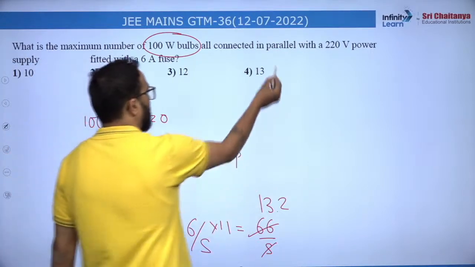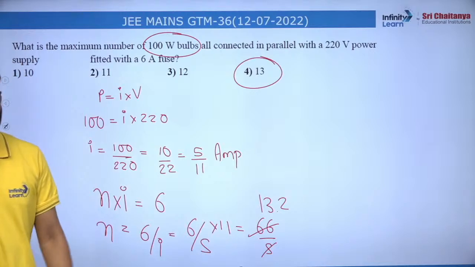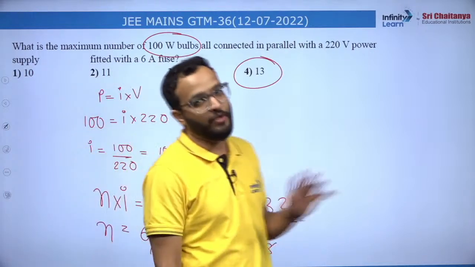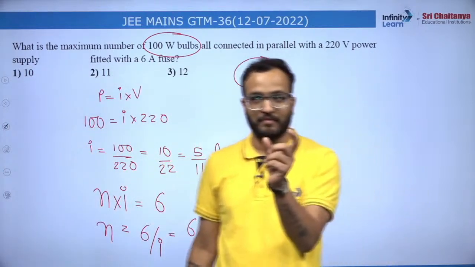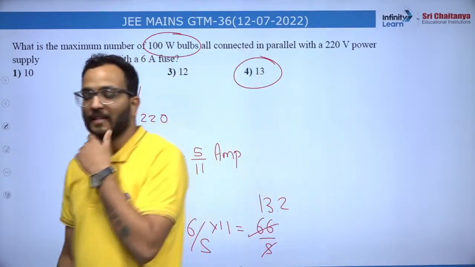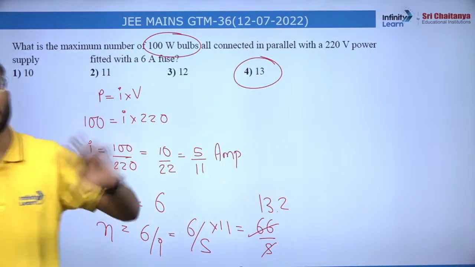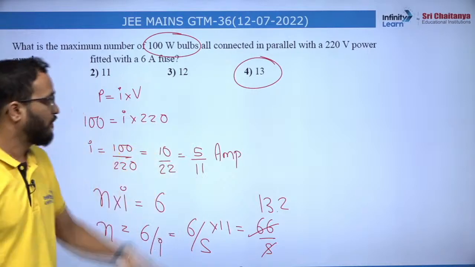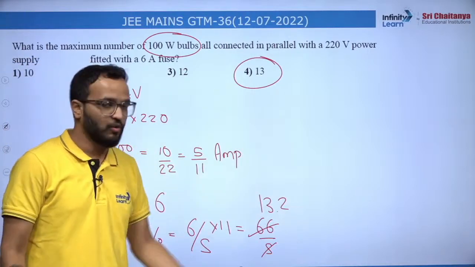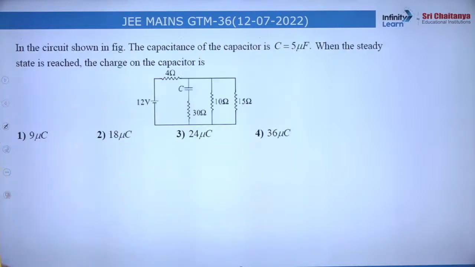So we will go with the answer 13. The maximum number of bulbs that we can use is 13.2, but we cannot use 0.2 of a bulb, right? Okay, so it is either 1 bulb, 2 bulbs, 3 bulbs, or 14 bulbs, or 13 bulbs. 14 is greater than 13.2, so we cannot go with that. So obviously the answer is 13.